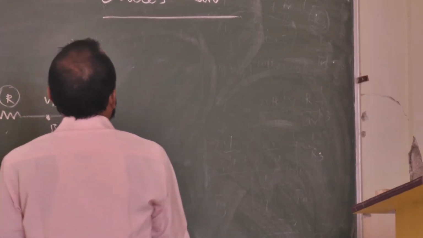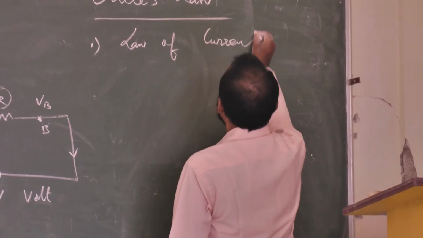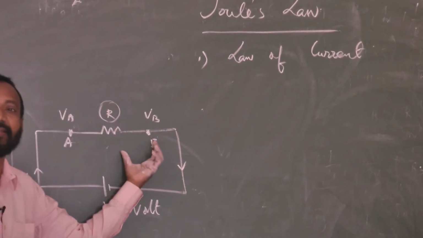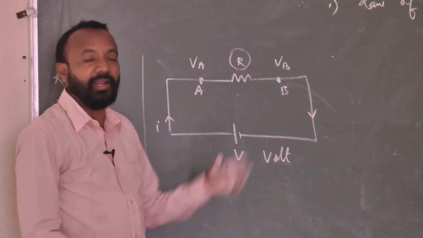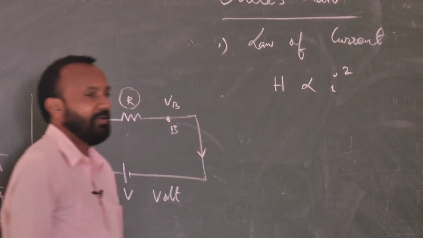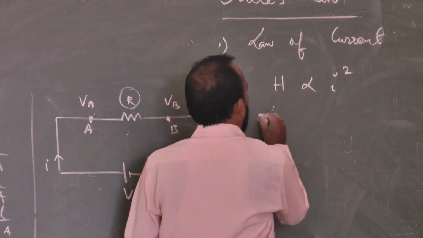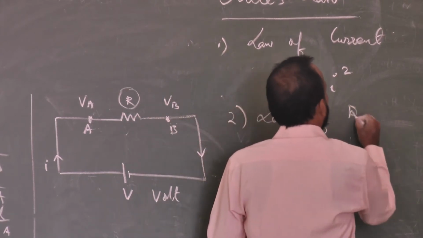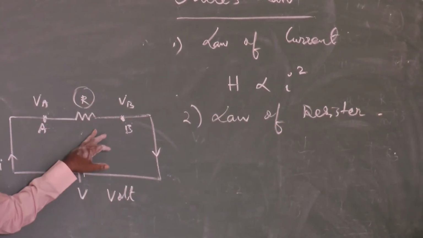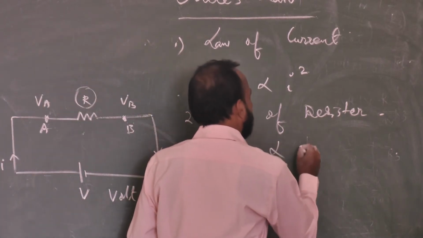So that means the first law is what? Law of current. According to the law of current, whatever amount of heat is generated, heat is produced due to the flow of the current, then the amount of heat is directly proportional to the square of the current passing through it. Okay. So this is equation 1. And law of resistance: the heat produced due to the current passing through the conductor is directly proportional to R.